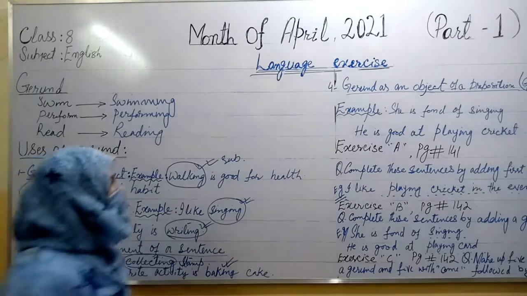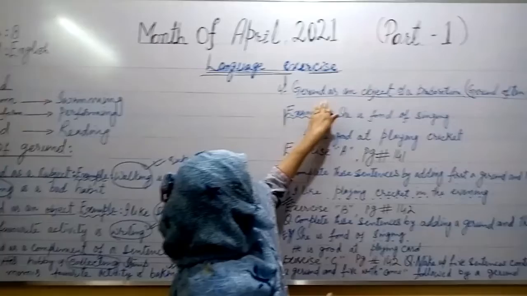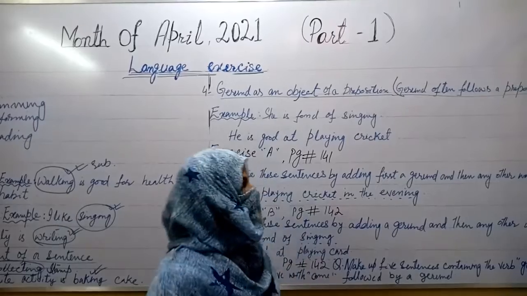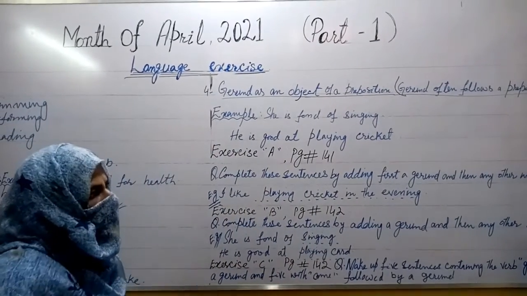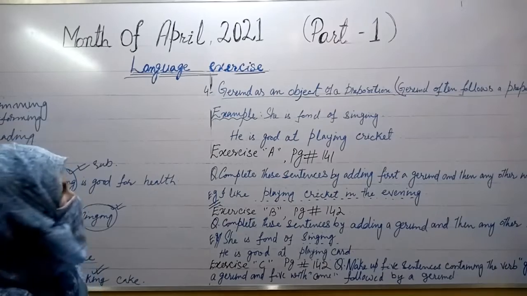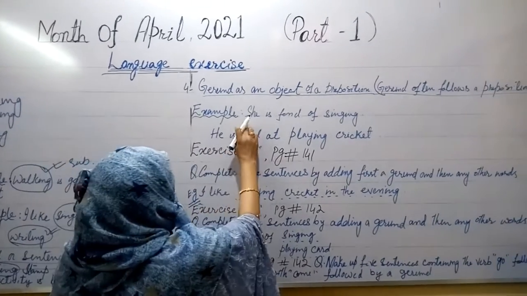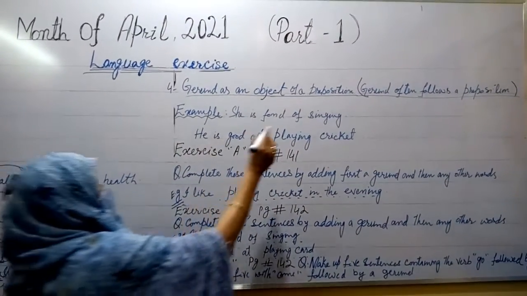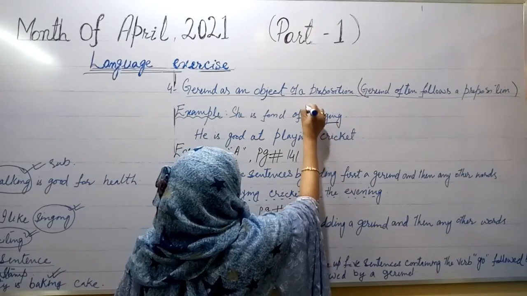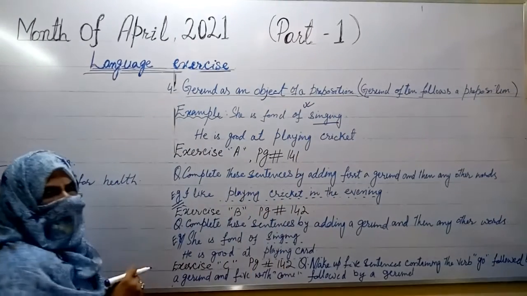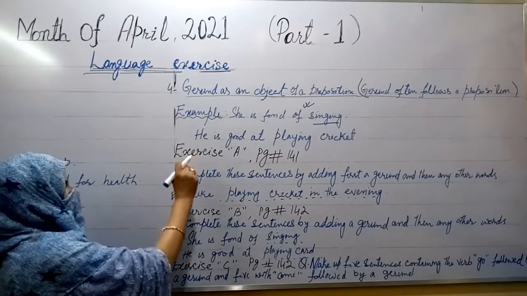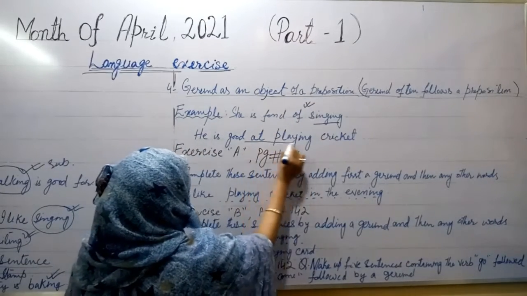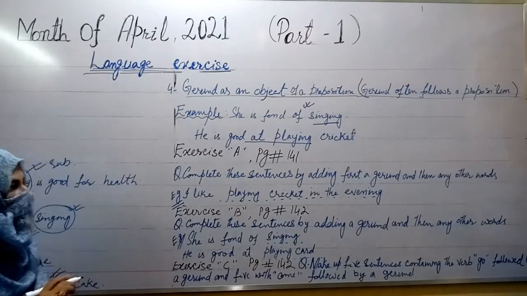Let's move towards the point number 4. Gerund as an object of a preposition. That is, gerund often follows a preposition. Look at the example. She is fond of singing. Here, before this gerund, we are using the preposition of. Next example, he is good at playing cricket. At playing cricket. Okay, beta?